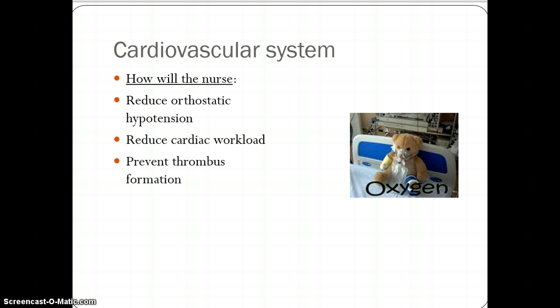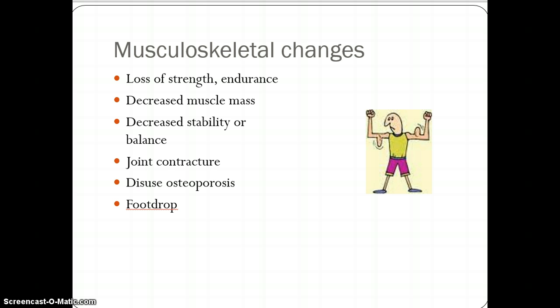And then preventing thrombus formation, and we will spend a lot more time talking about that, because we look at risk factors like patients that are high risk, or the ones that are immobile, that are dehydrated. So things like SCDs, sequential compression devices, early ambulation, anticoagulants like your heparin and Lovenox, range of motion and passive range of motion are all things that we can do with that cardiovascular system.